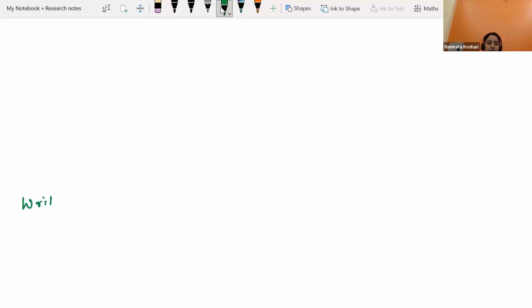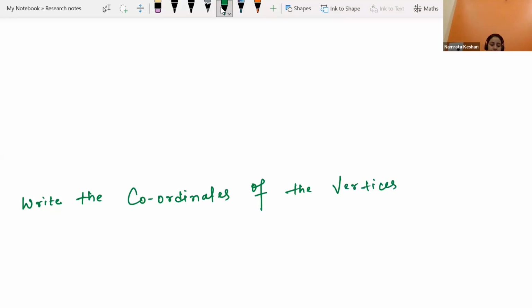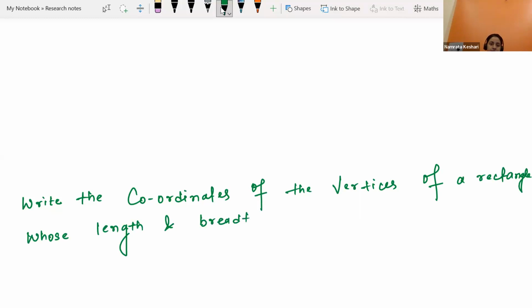Write the coordinates of the vertices of a rectangle whose length and breadth are 7 units and 4 units respectively.